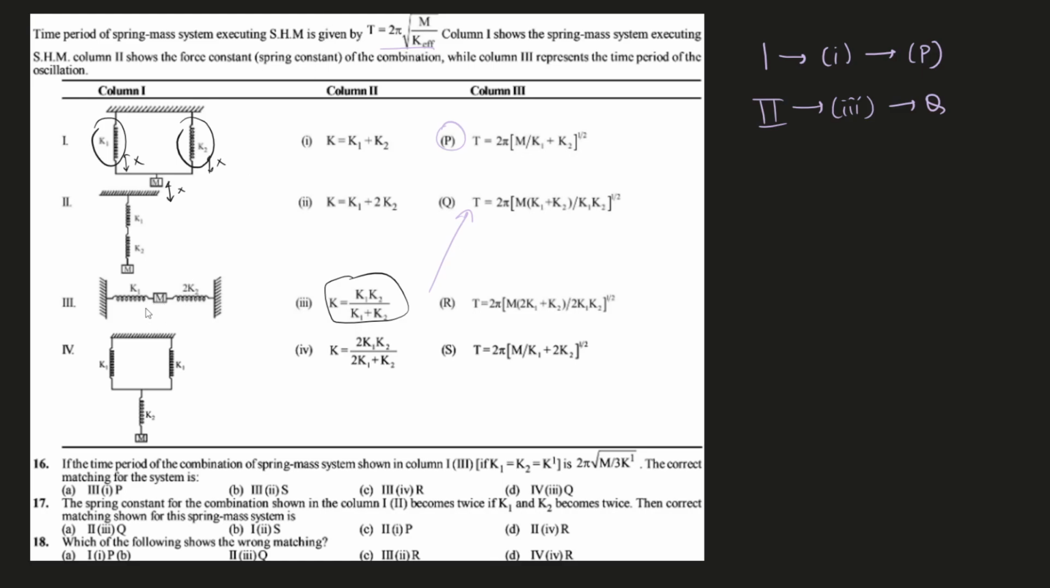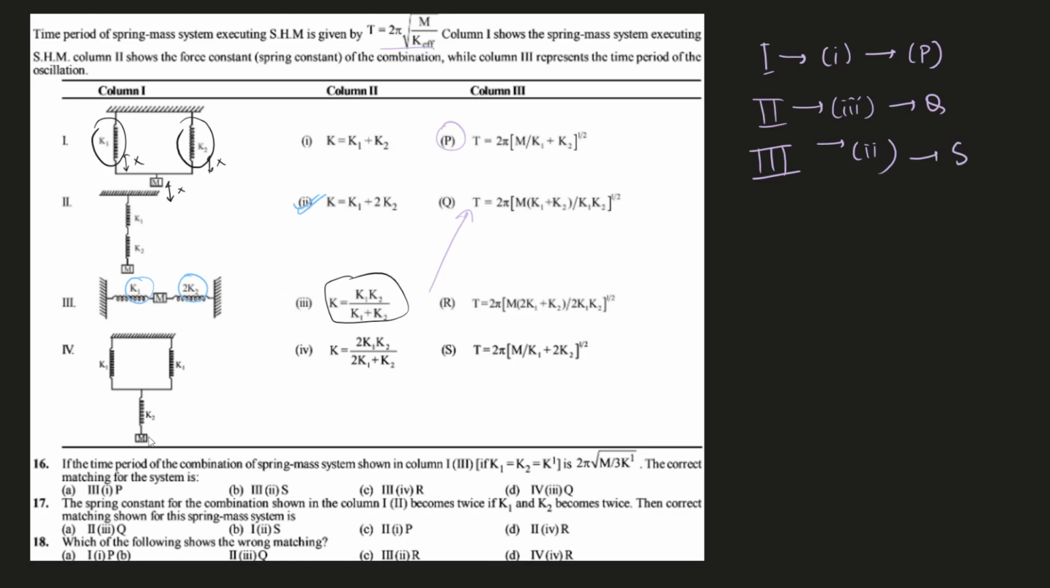In the third case, this is in parallel, and it looks like the series of two resistors or the parallel of capacitors. Again, whatever you like. And thus, the effective spring constant is going to be the sum of both of these. So that's going to be this one. And that means that 3 goes to, in the second column, number 2. And corresponding to it, the time period is S.